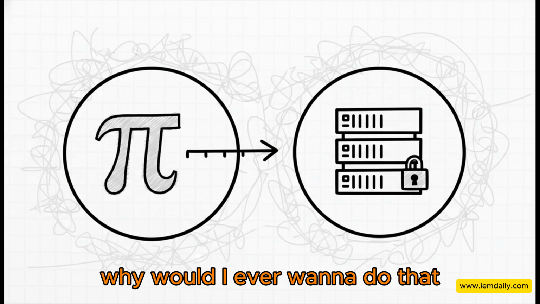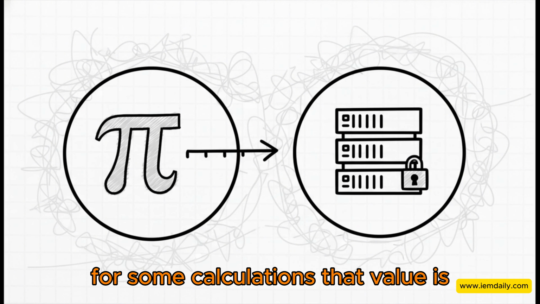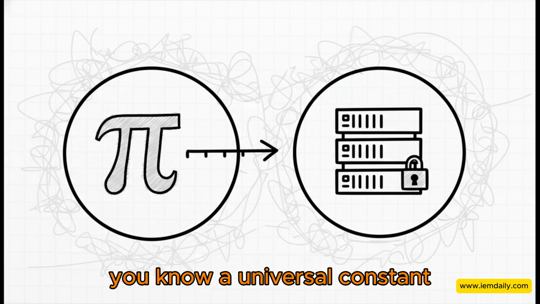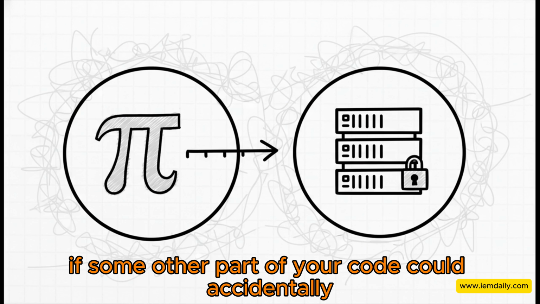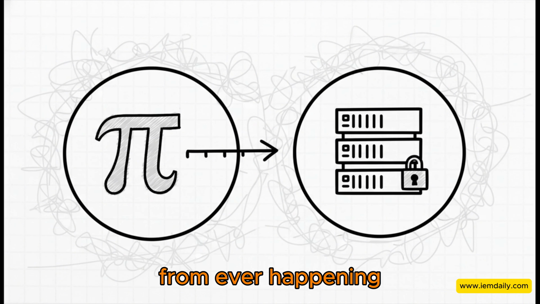Now you might be wondering, why would I ever want to do that? Well, just imagine you're building a program that needs the value of pi for some calculations. That value is a universal constant. If some other part of your code could accidentally change it to, say, 4, your entire program would go haywire. Using final is what stops that from ever happening.